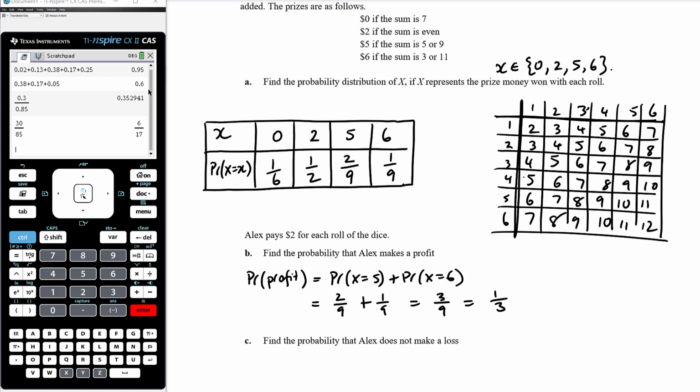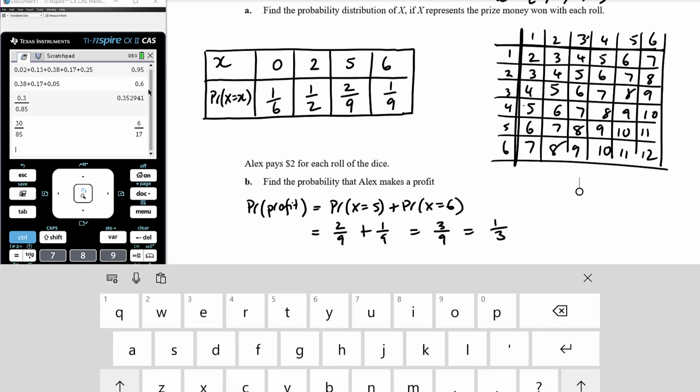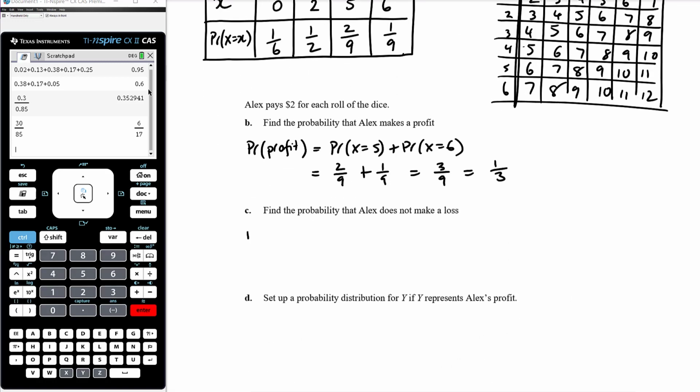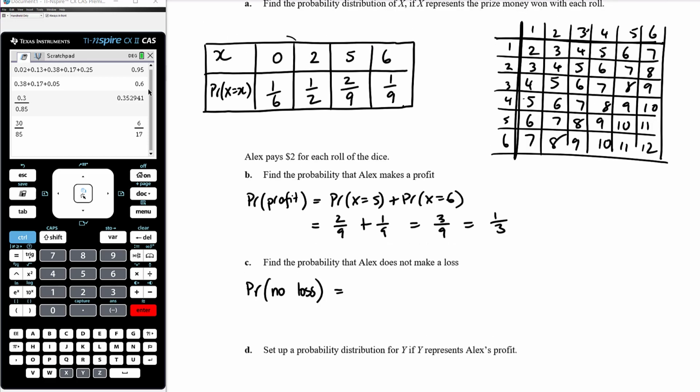Find the probability that Alex does not make a loss. Okay, so this might sound like the same question. My apologies. But this is going to also incorporate the break-even. So he only makes a loss if he wins a prize of $0. If he gets a prize of $2, well, he's made his money back, so he hasn't lost anything.